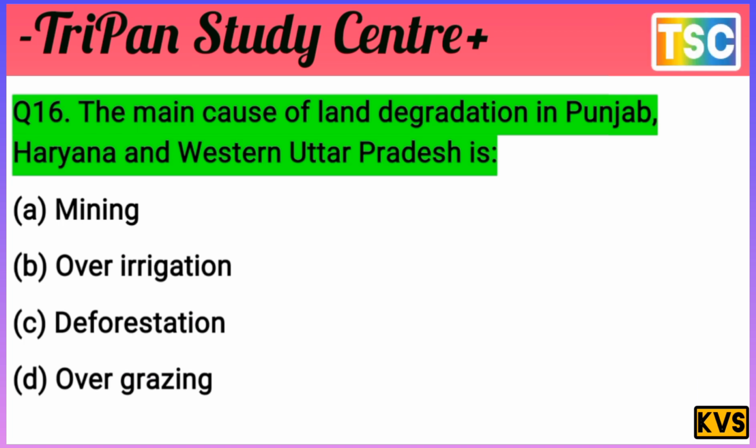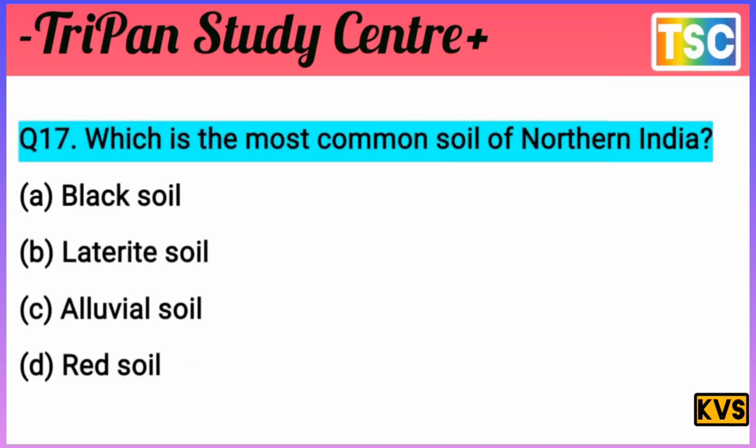Let's see the next question on your screen. The question is, which is the most common soil of northern India? That's an important question. The options are black soil, laterite soil, alluvial soil, red soil. The options are the most important. Take a few seconds, first of all, to test your knowledge. You must have a thought of your answer.